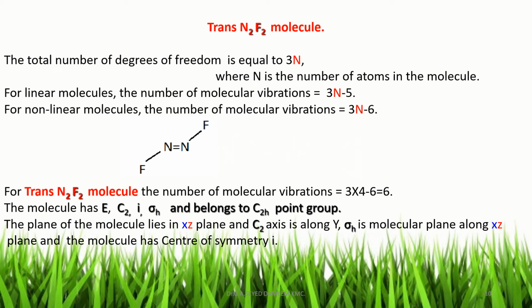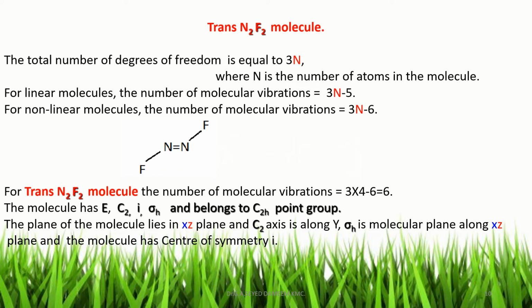The next example is the trans N2F2 molecule. This molecule has 4 atoms. The total degrees of freedom formula is 3n, and for a linear molecule the number of modes of vibration is 3n minus 5. Trans N2F2 is a non-linear molecule, so the formula is 3n minus 6. So the number of vibrational modes is 3 into 4 minus 6, which is equal to 6.